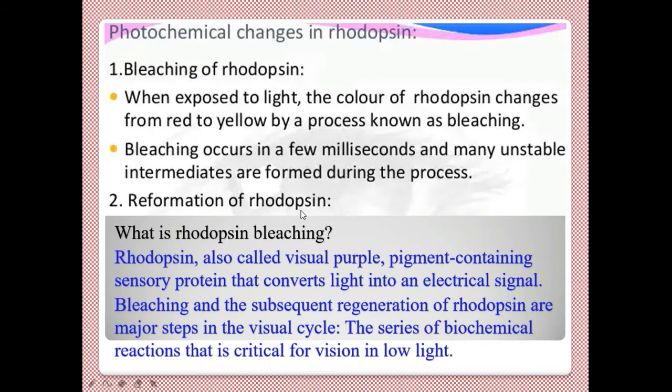So what is this photobleaching or rhodopsin bleaching? Rhodopsin, called visual purple, is a pigment containing a sensory protein, scotopsin, that converts light into an electrical signal. Photobleaching and the subsequent regeneration of rhodopsin are major steps in the visual cycle, a series of biochemical reactions critical for vision, also in low light. That is why rod cells are responsible for dim vision.